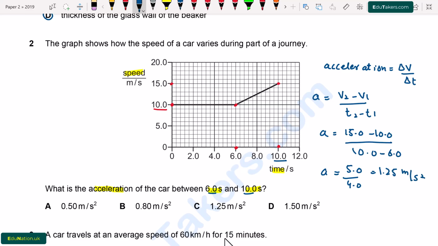Now we see the options. Option A 0.50 meter per second square, B 0.80 meter per second square, C 1.25 meter per second square. So option C is correct.